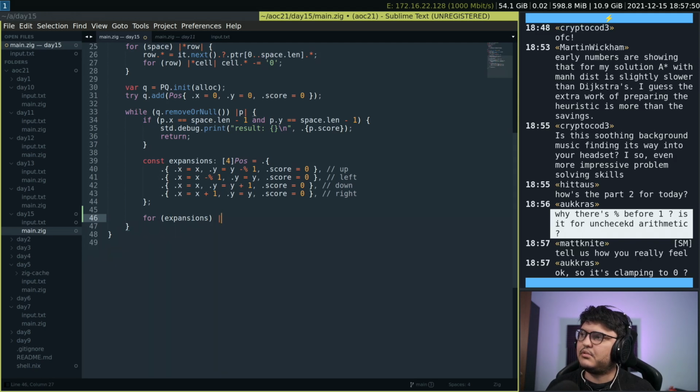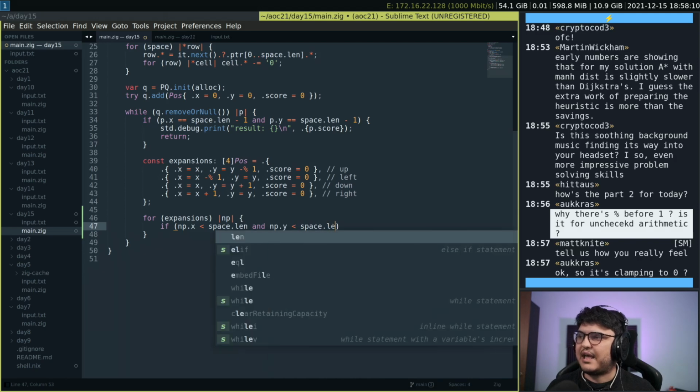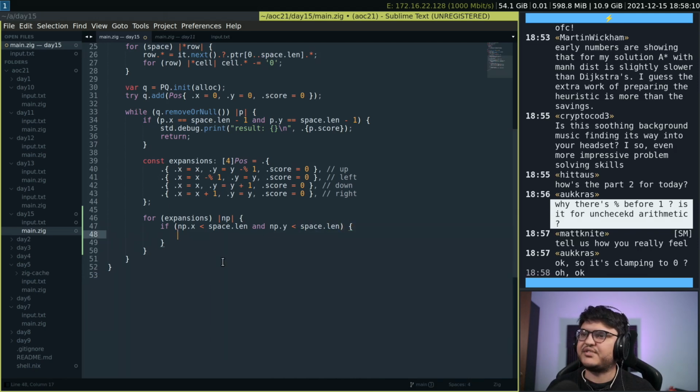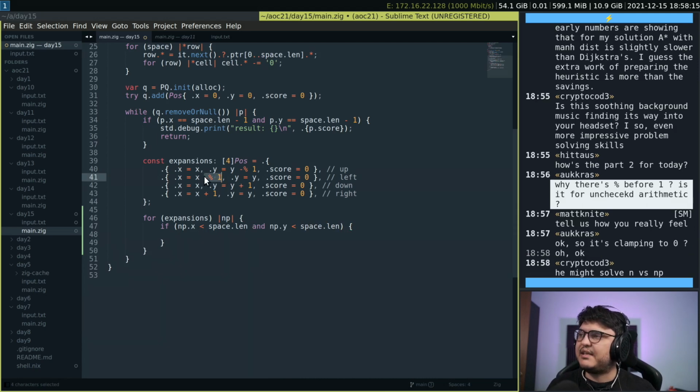For expansions, p, oh no, I already have p, new point, np. So for expansions, if np.x is lower than space.len and np.y is lower than space.len, then I process it. So the idea is that I'm basically making the going negative case collapse into the too big case. And so I'm saving myself some typing. The entirety of this thing is just to save myself some typing.